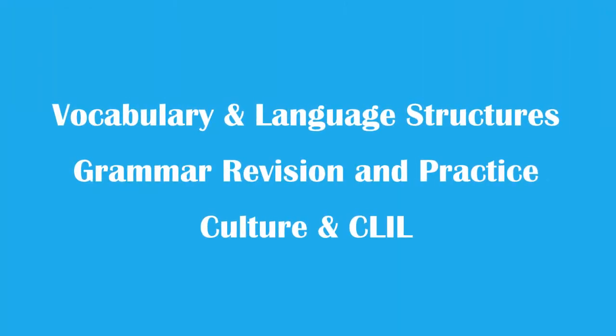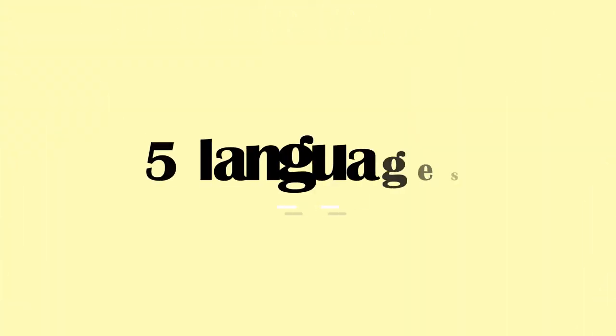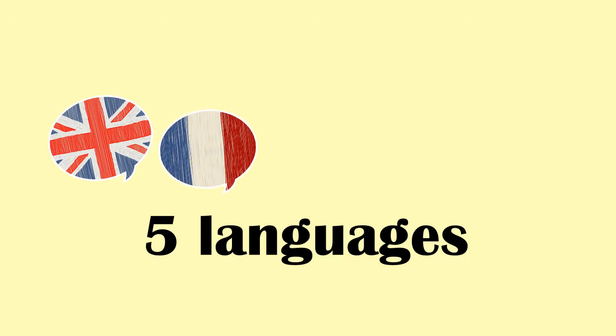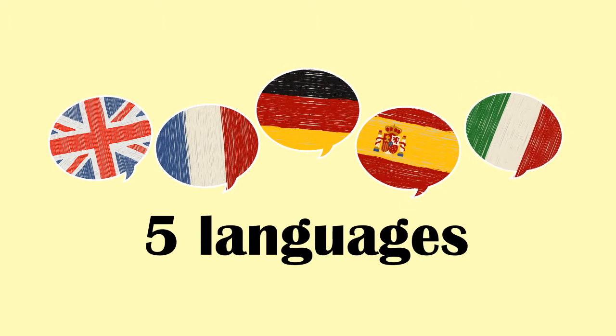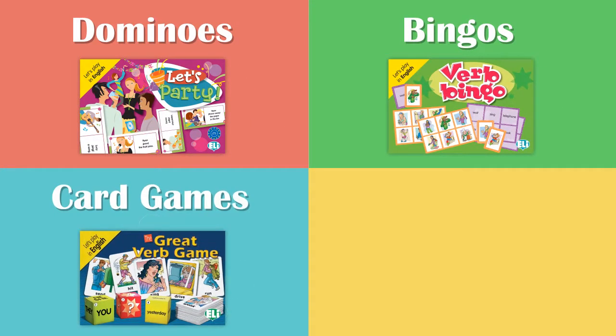This is a series of video tutorials on ELI games. In this video, we're going to present a game focused on grammar revision and practice. Each game is available in 5 languages: English, French, German, Spanish and Italian. The games have different characteristics and can be divided into 4 categories: dominoes, bingos, card games, board games.